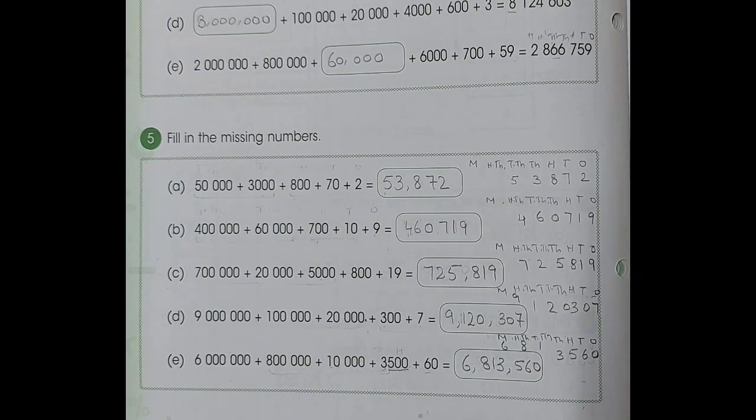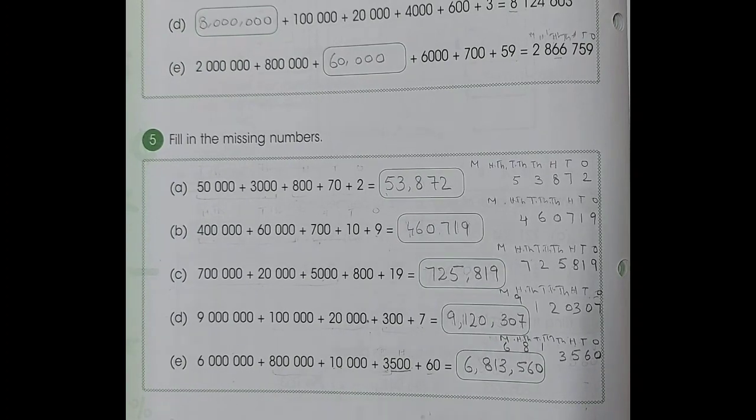Okay, so this is the solution of the last part of question number 5. We will start next worksheet in the next video.